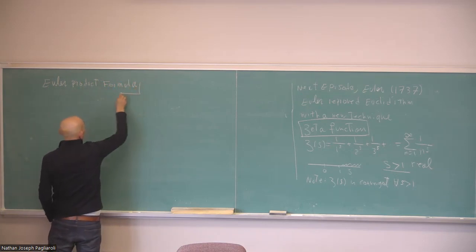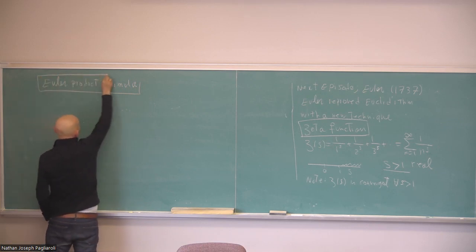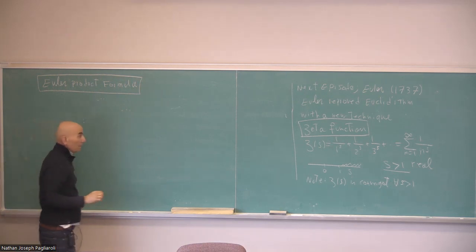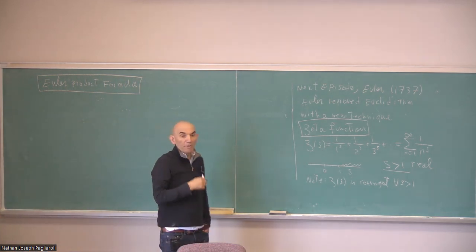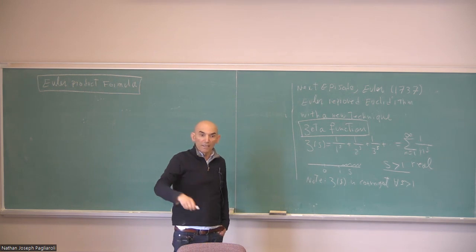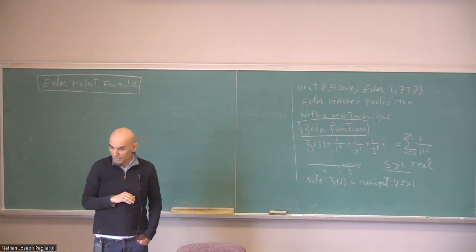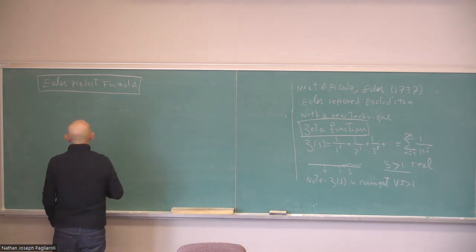So that's the second, as I said, biggest idea in all of analytic number theory, because we are going to see this Euler product formula in many, many different guises again and again and again in many, many areas of analytic number theory, and also in algebraic geometry. So what is it?